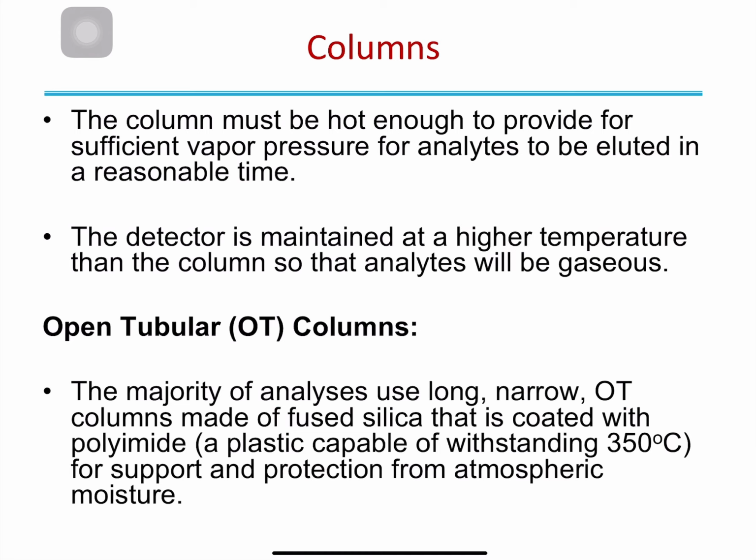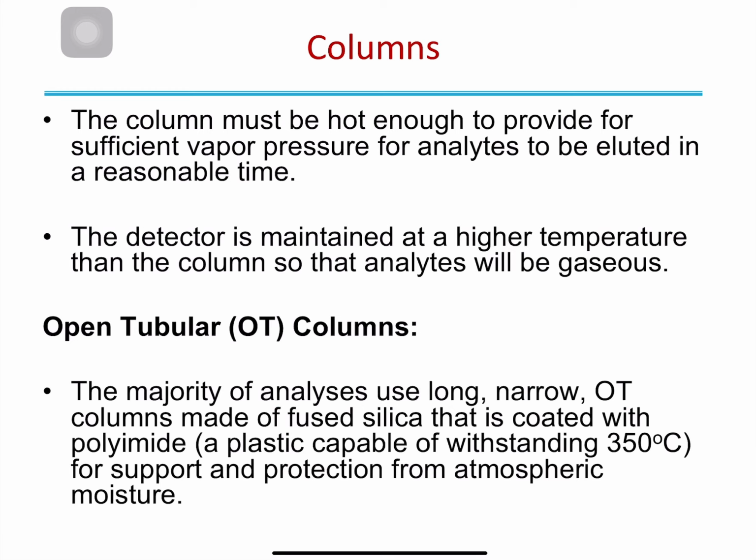Now moving on to talk about the column. There are two different types of column when it comes to gas chromatography: the open column and the packed column. What is the difference between these two types of column, and how does this affect the whole process of our separation? So, the open tubular column.